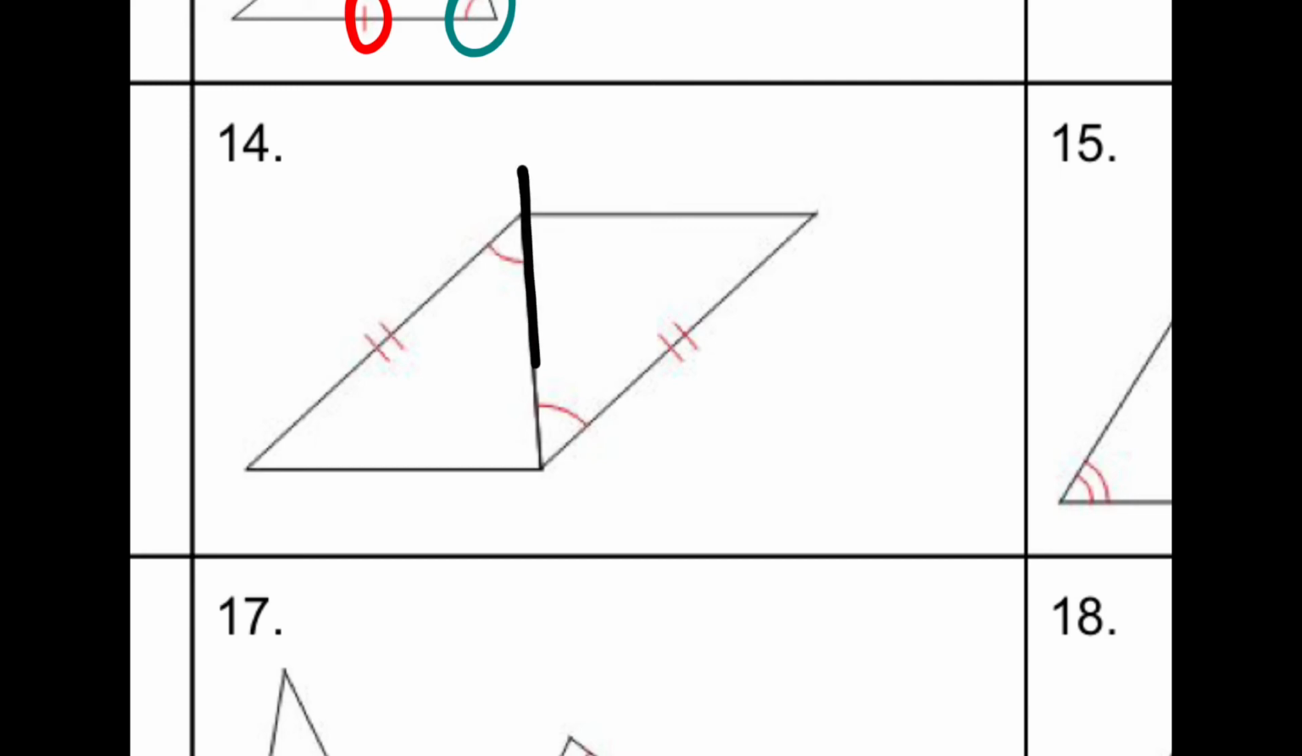They do have this shared side right here, so I'm going to put 1 tick mark on it. So I have one set of sides. I see this other one with 2 tick marks, another set.